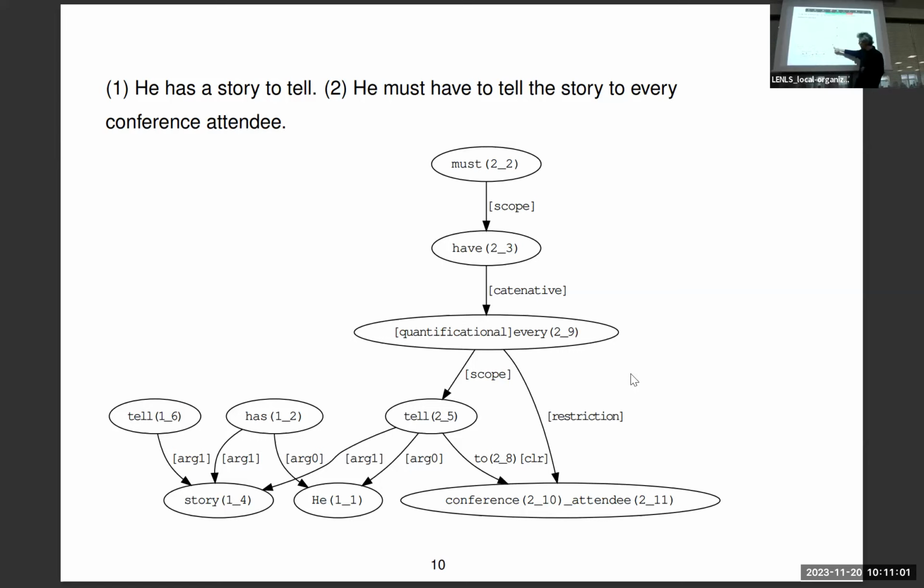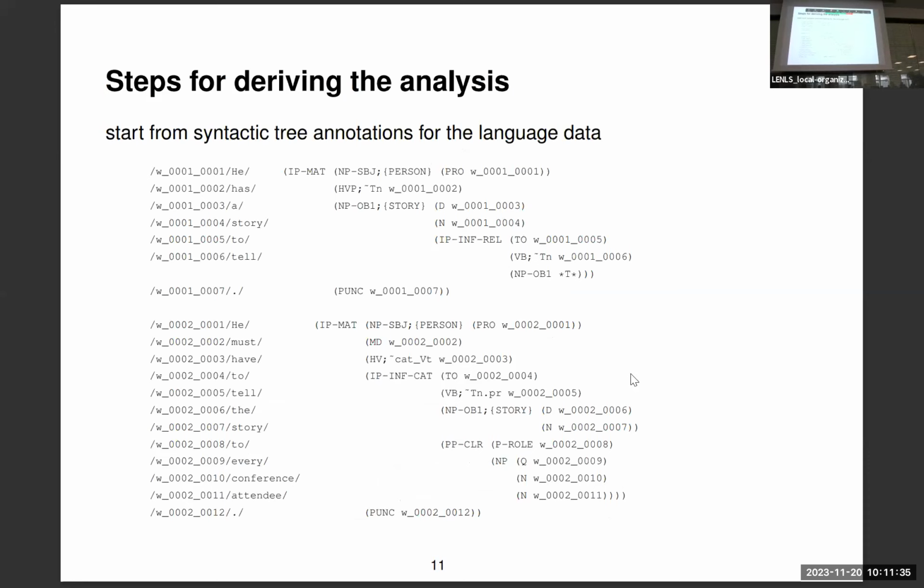So this is the fifth word of the second sentence, and this tell happens to link back to he, which is the subject, and the definite, the story, is linking back to the story that we introduced with our indefinite here. So this is capturing the discourse connections, and it's representing our quantification in a way that can be nicely transformed into an easily interpretable structure.